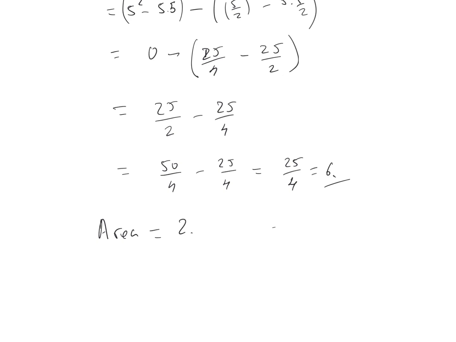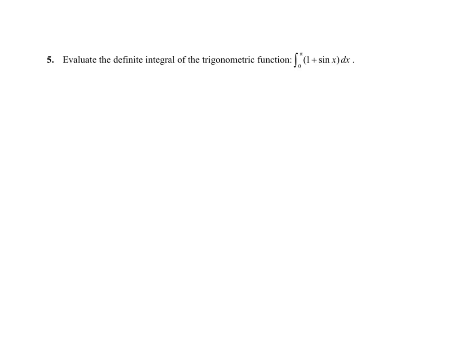2 times 25 divided by 4, and 2 divided by 4 is 1/2, so it will be 25 divided by 2, or 12.5. So this is the total area. It's done. This problem is for you.